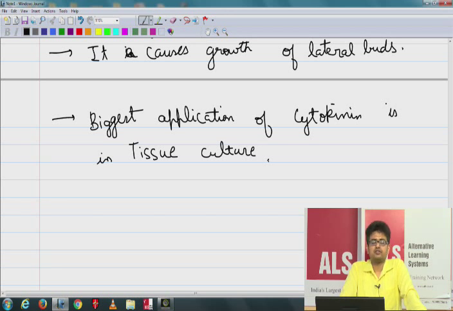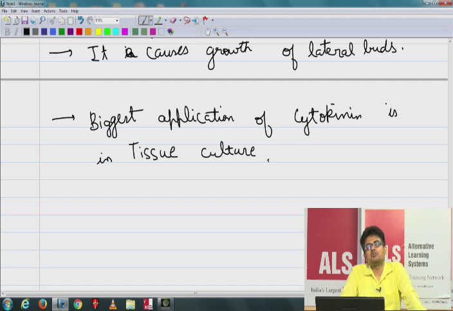Another application: there are some plants which are very much desired by people. One such plant is seedless watermelon. Seedless banana you already know. There are some banana trees which have seeds, but there is seedless banana. The banana which we eat is seedless. Now people want to eat seedless watermelon. Can you imagine how good it will be to eat a watermelon which has no seeds? It will be wonderful, right?